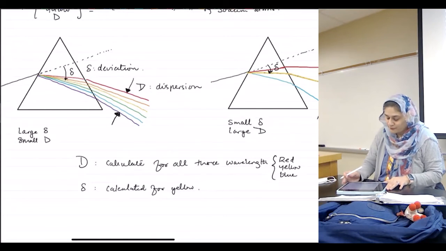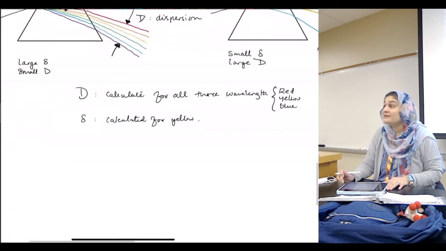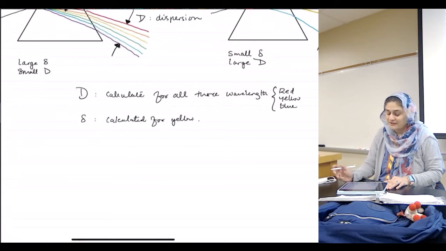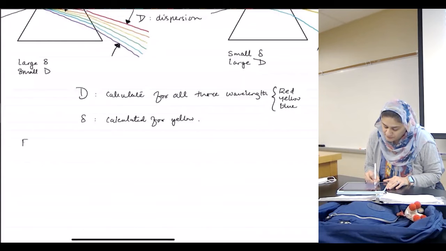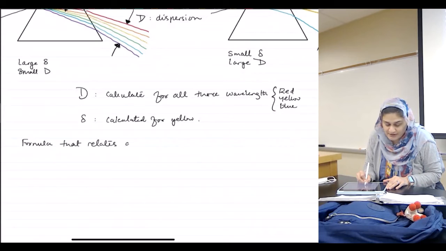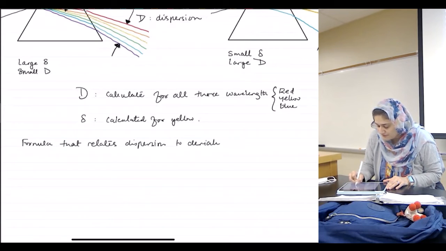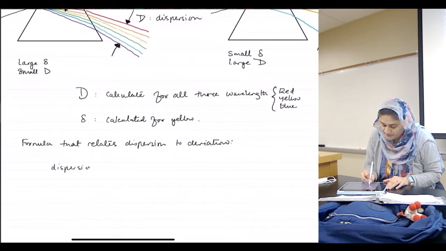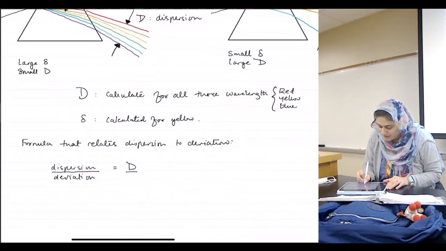I have to give you another formula. A formula that relates dispersion to deviation. So, formula that relates dispersion to deviation. Dispersion over deviation is D over delta, NF minus NC divided by ND minus 1.